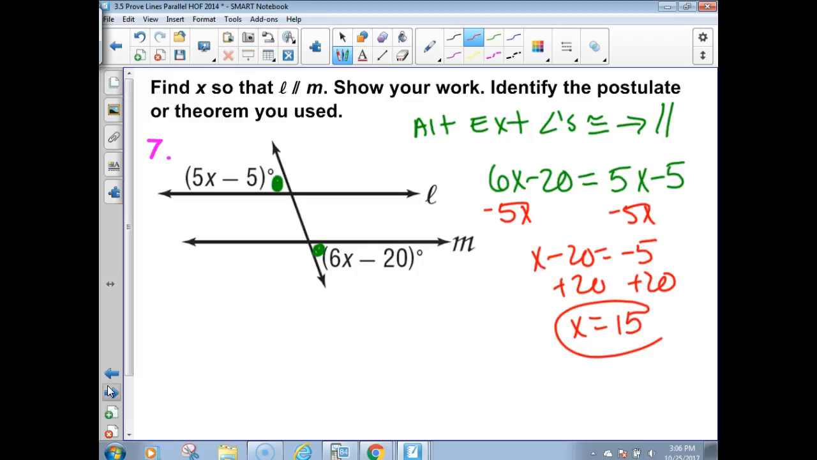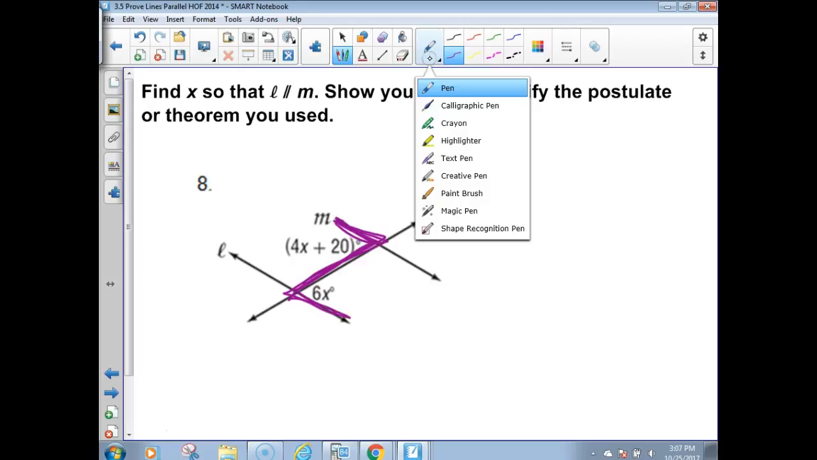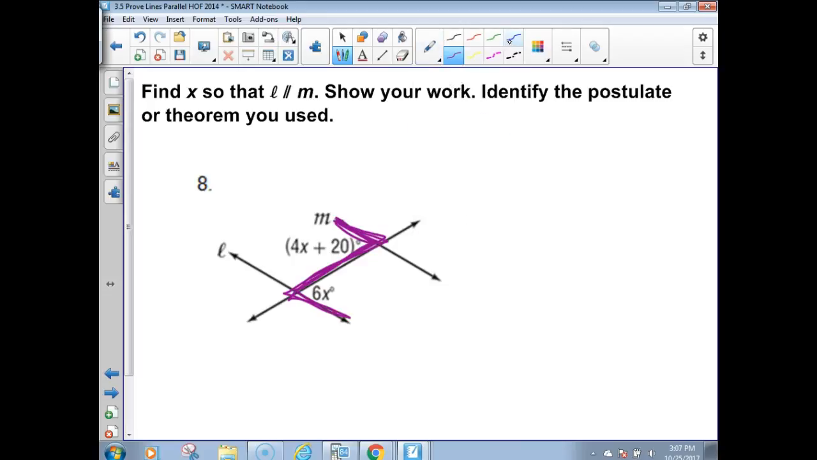Okay. Someone want to tell me what to write for my reason on number 8? Oh, we did this one quite a bit already today, haven't we? Lexi? Yep. Alternate interior angles congruent, then you get parallel lines. That's it. 6x equals 4x plus 20.